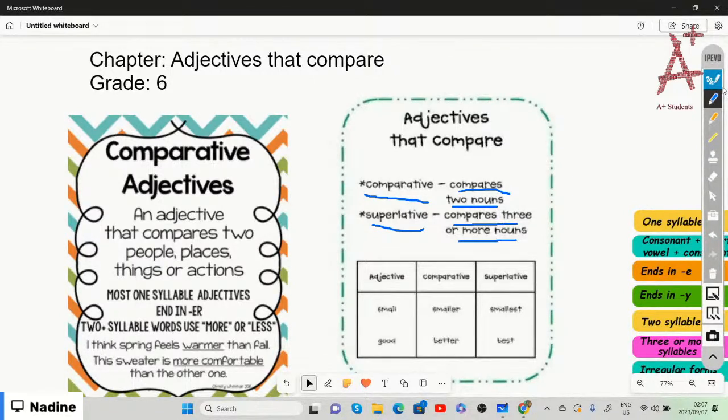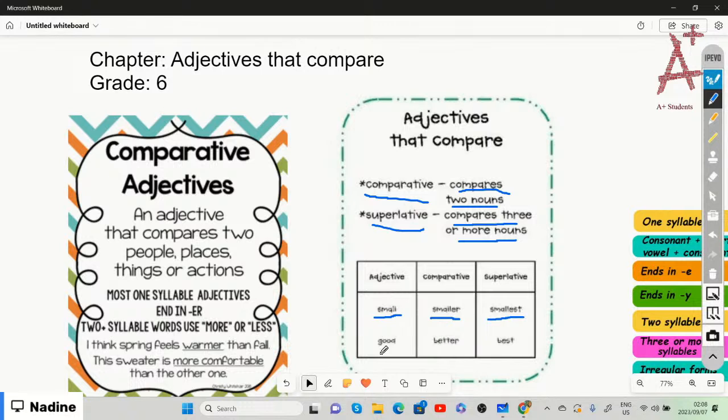And then when it comes to examples of adjectives, we have our base adjective, and then we have our comparative adjective as well as our superlative adjective. So with our base adjective, let's say small. So the base adjective is small. If we compare two things, then we can say that the one is smaller. But if we are comparing three or more things, then we can say that it is the smallest.